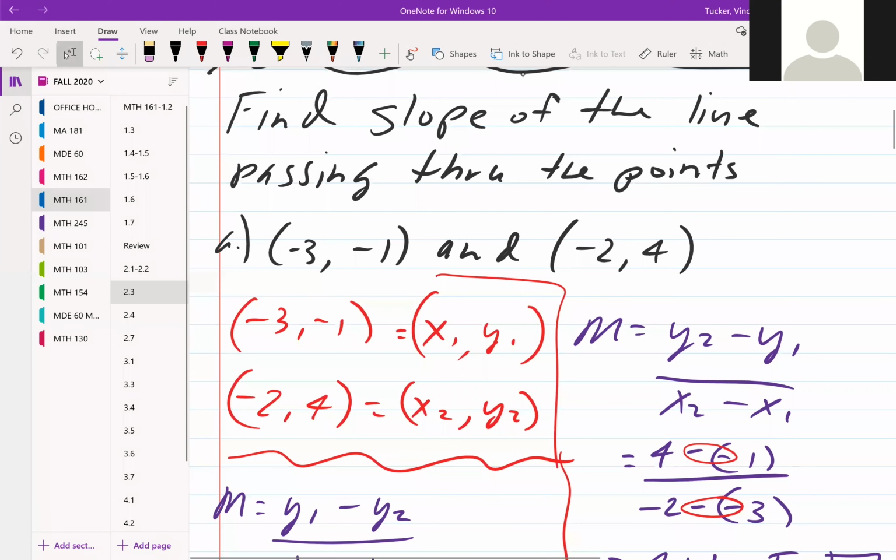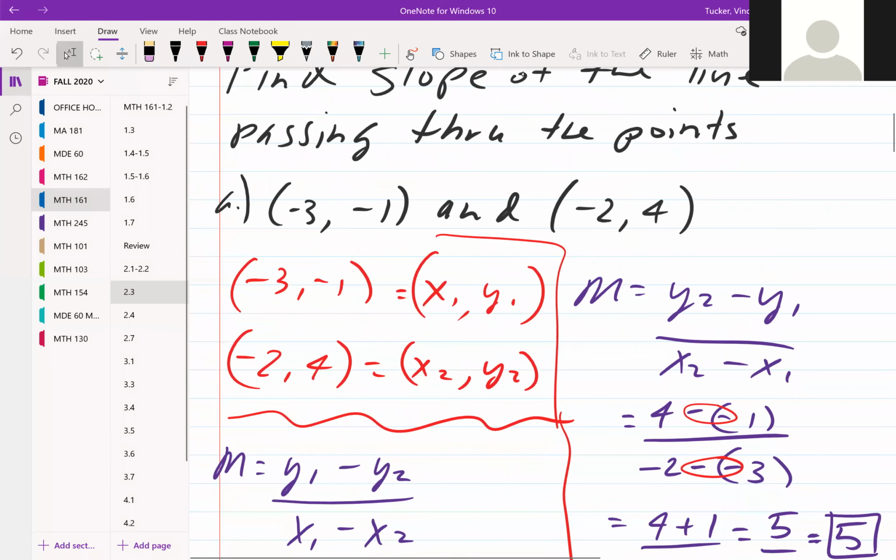So I'm going to do y2 minus y1 first, x2 minus x1 on bottom. So my y2 is 4. Y1 is -1. Be careful. What I try to emphasize right here is make sure you watch your negatives. Don't lose a negative in your substitution. All right. So that's minus -1. And then same thing happens down bottom. I plug in -2 for x2, but then -3 for x1.